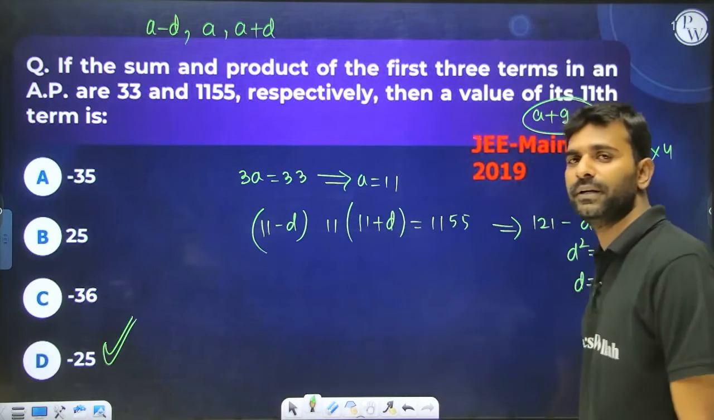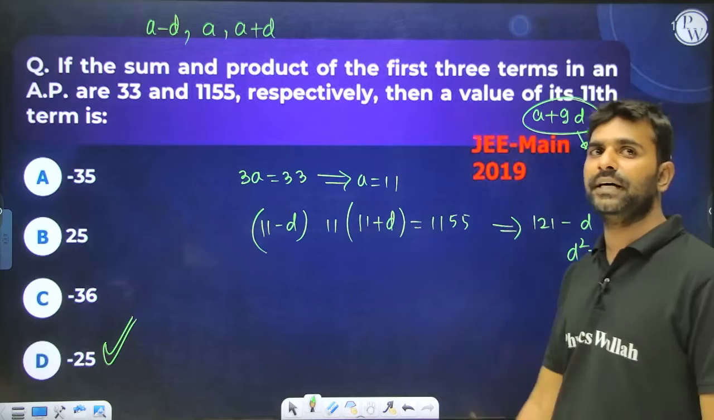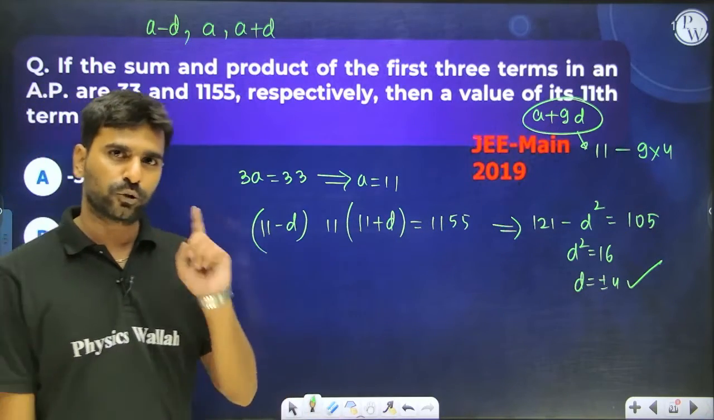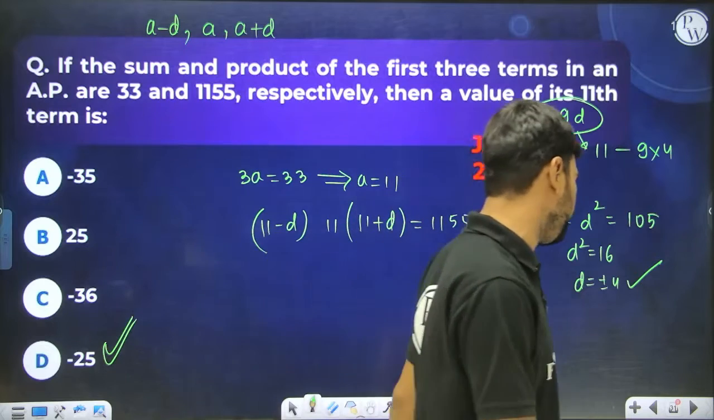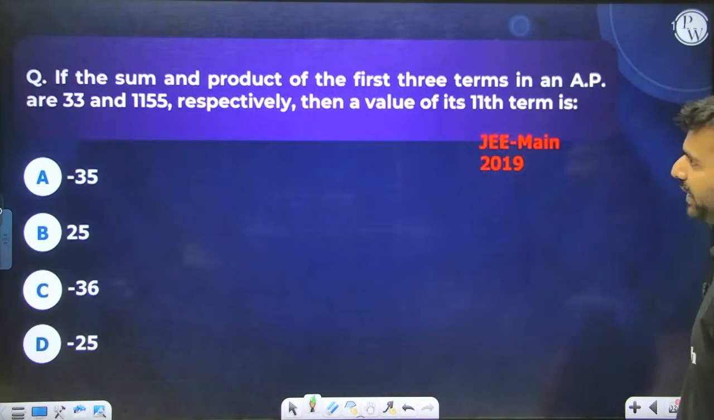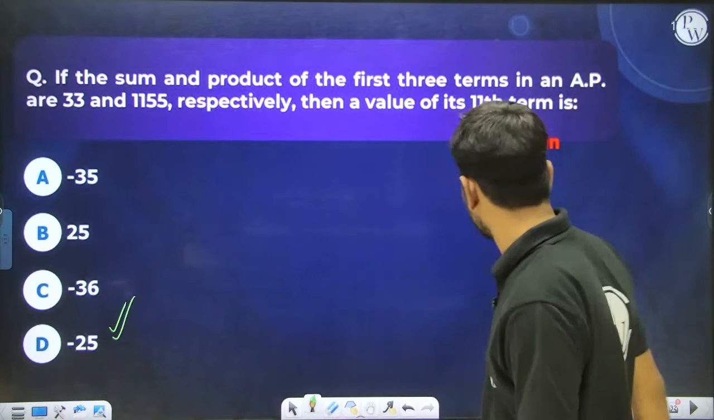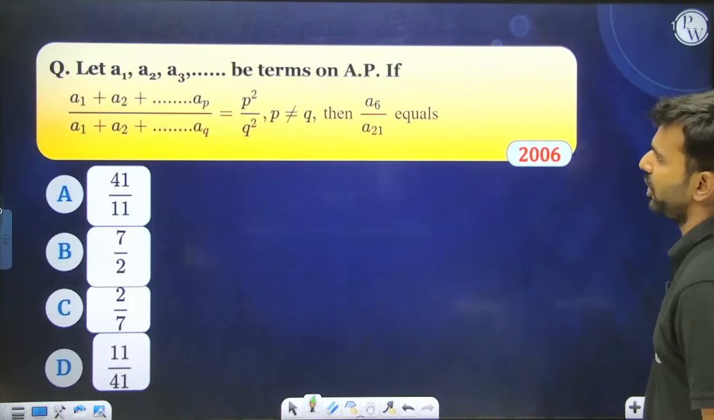I hope you people understood this, because the first three terms of the AP you have taken like this. That's why the 11th term is not going to be a plus 10d, rather it is going to be a plus 9d only. So I hope the problem is clear to all of you guys. The answer is going to be D for Delhi. This was a problem asked in JEE Main 2019.